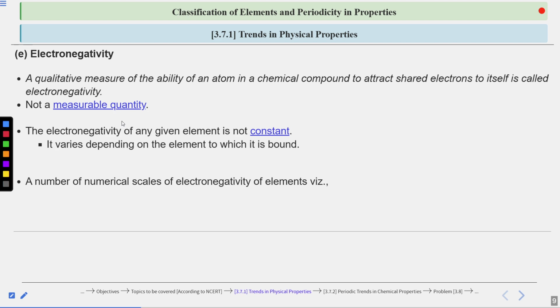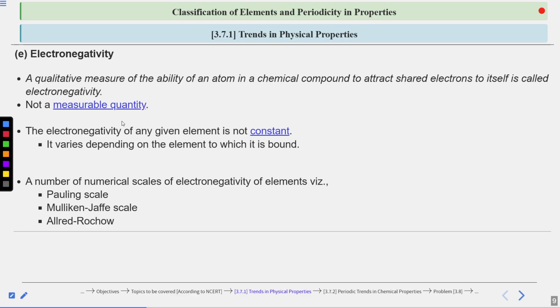Now, a number of scales have been developed to calculate the electronegativity, and those are the Pauling scale, Mulliken scale, and the Allred-Rochow scale. So these are the three scales that are used to calculate the electronegativity. We will not go into how we calculate it, but we will try to remember the relative electronegativity. Means we will be able to quantify that this element is more electronegative than this, and this element is more electronegative than that. So that should be remembered.